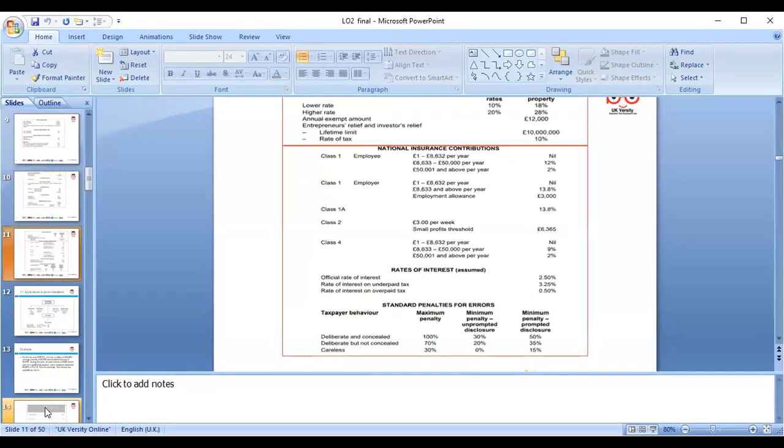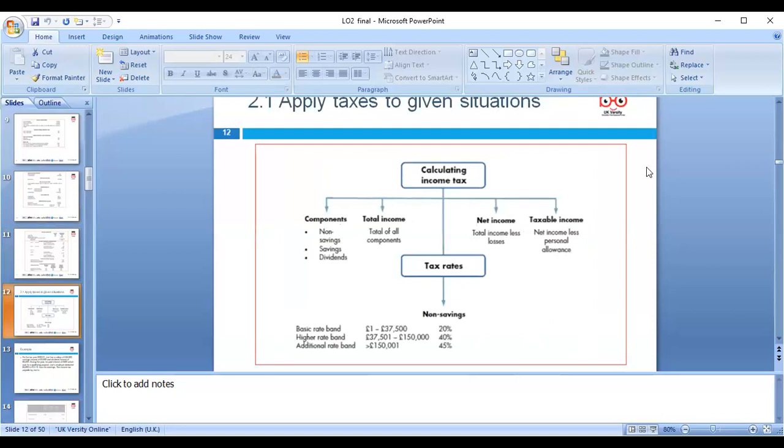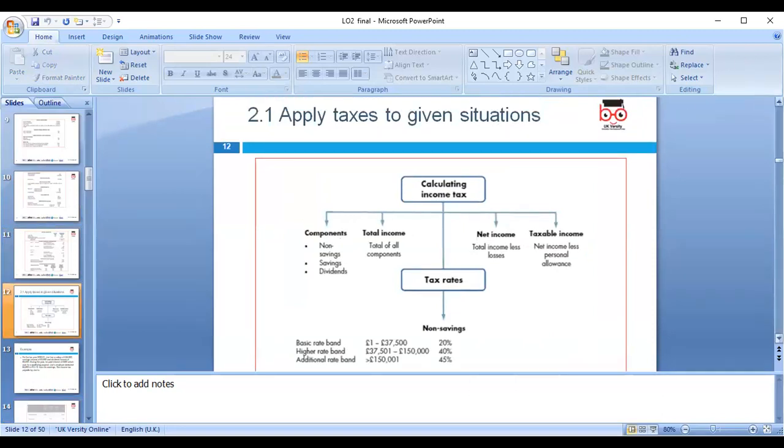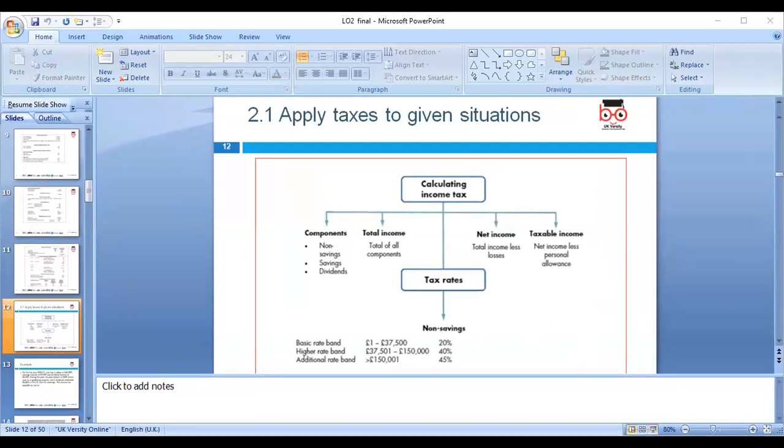Yes, benefit in kind. Today is assessment criteria 2.1, about applying the taxes to the given situation. We can look at how to apply these taxes in a given situation. It can be any example: employment income, savings income, property income, and you can decide how to calculate how much tax there will be. As we discussed in the previous lesson, tax planning is legal. The components are total income, net income, and taxable amount.